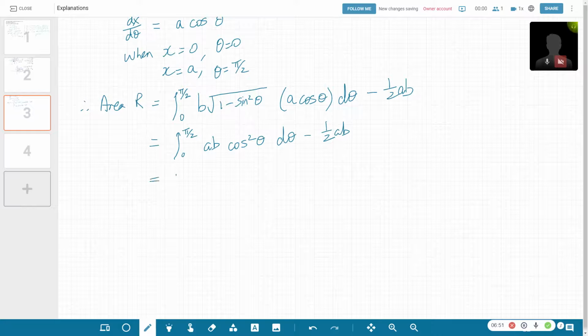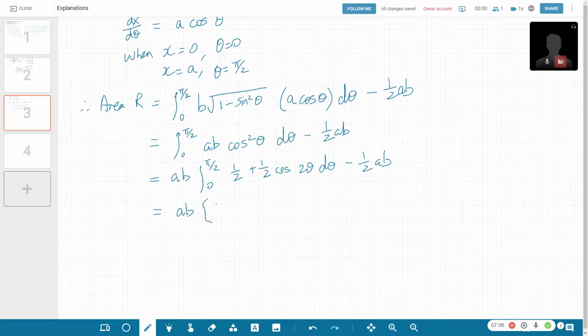Now cosine square theta is a standard integration. You change it to half plus half cosine 2 theta. You can see the ab is here. The integral is theta over 2 plus sine 2 theta over 4, because when you differentiate this you get 2 cosine 2 theta, from 0 to pi over 2.